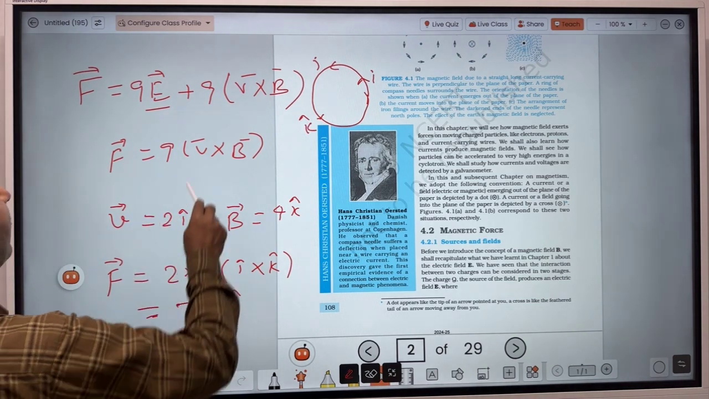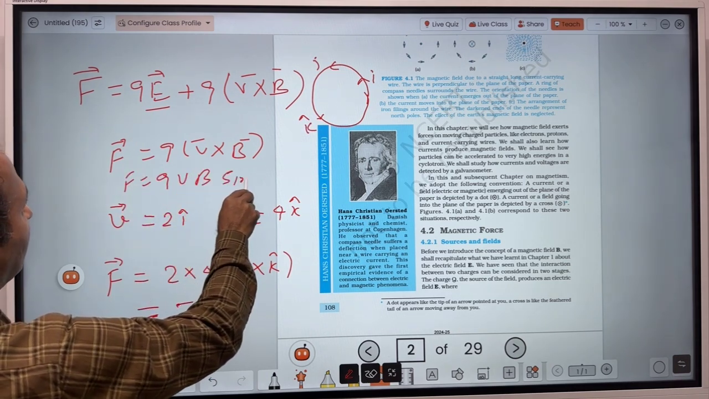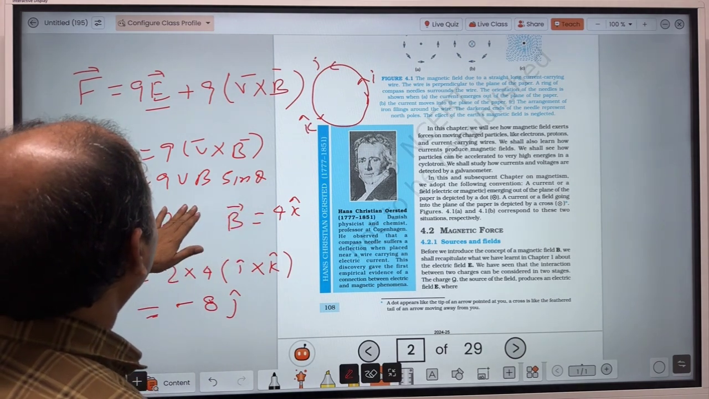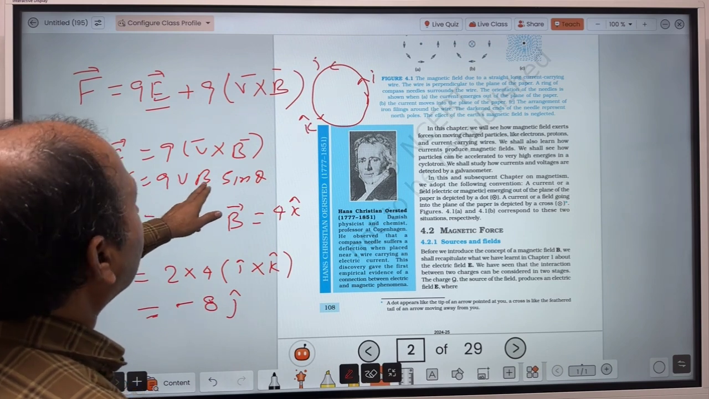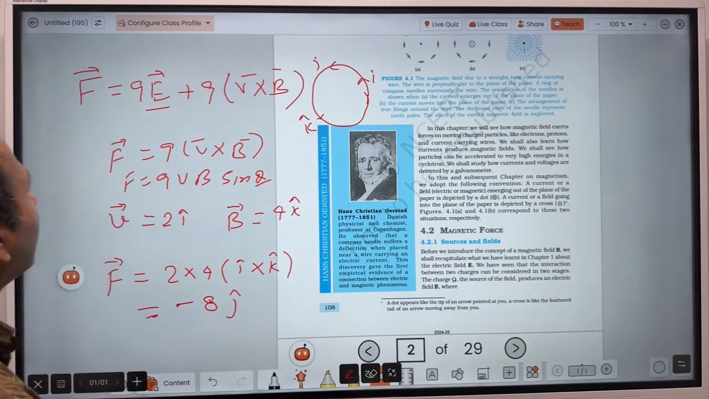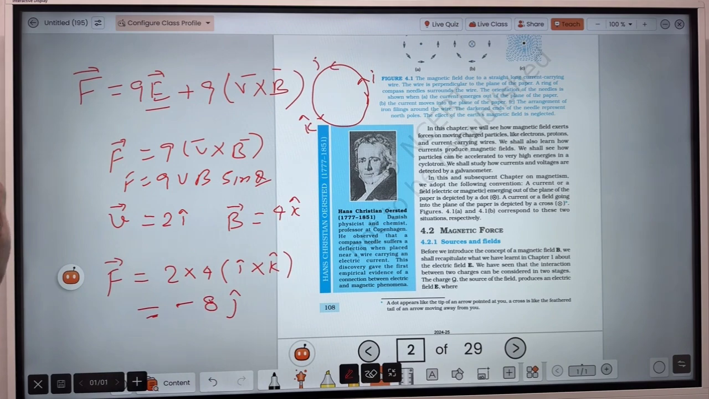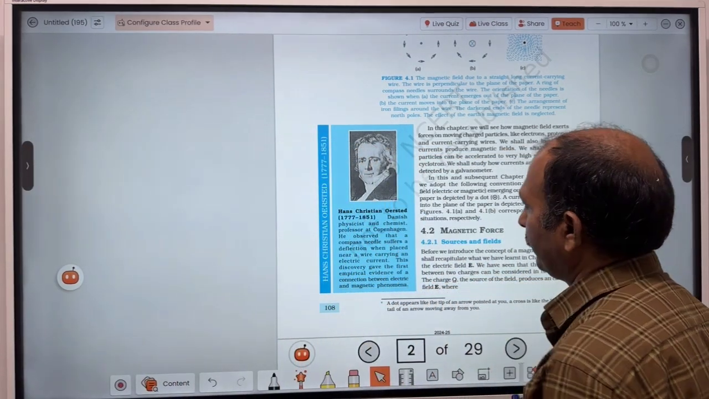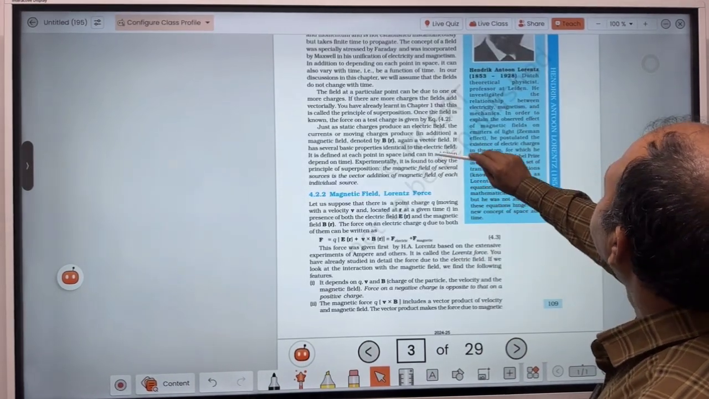Now suppose we want to find out its strength. So F will be QVB sine theta. If theta is 0 degree, in that case force will be 0. What does this mean? It means if the charged particle is moving in the direction of the magnetic field, then there won't be any force. But if theta becomes 90 degree, F will become maximum, because sine 90 degree is 1. So this is the basic point. Even if theta is 180 degree, in that case also force will be 0 because sine 180 is 0.